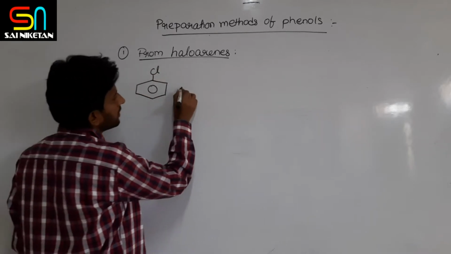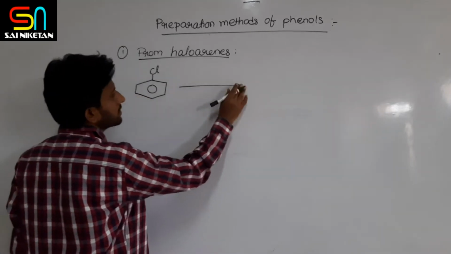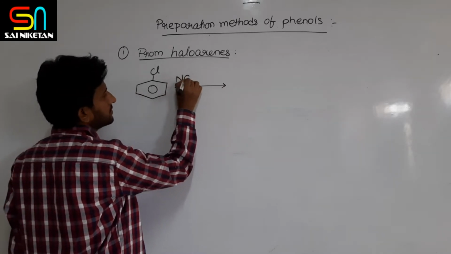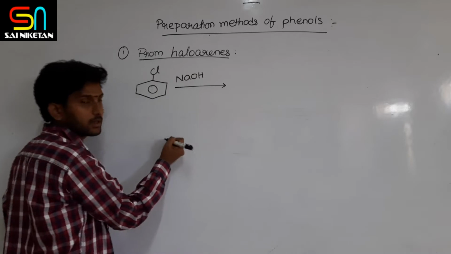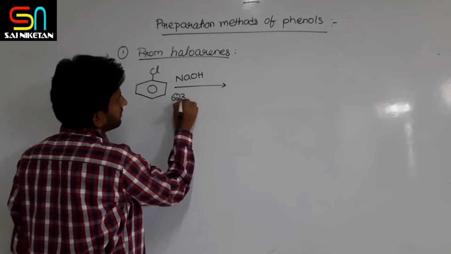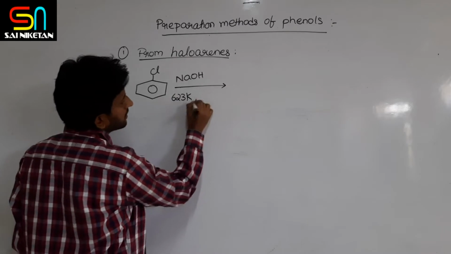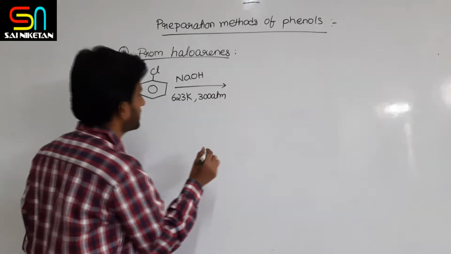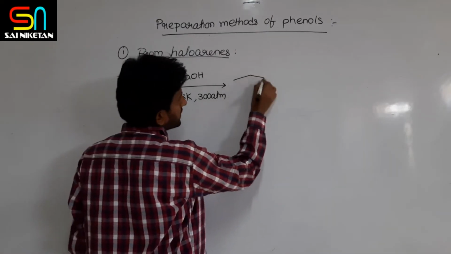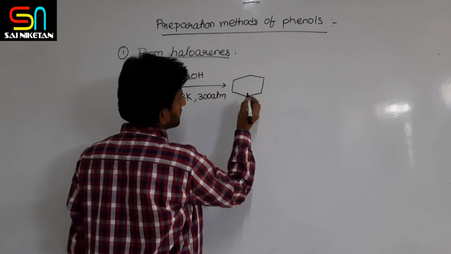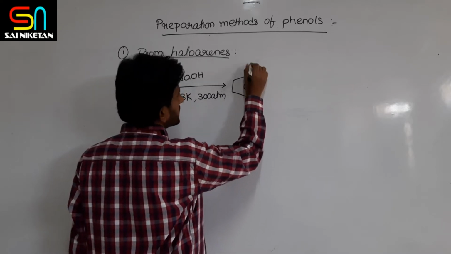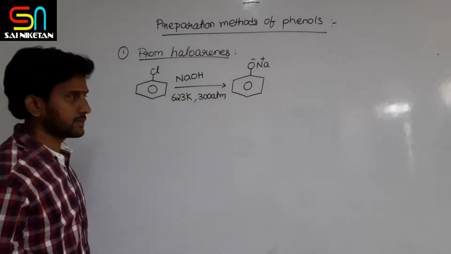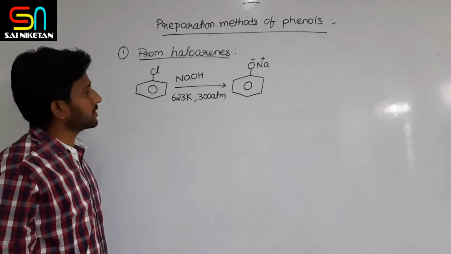Chlorobenzene on reaction with sodium hydroxide at 623 kelvins of temperature and 300 atmosphere pressure. This reaction we have already written. So what do you get here? First you will get sodium phenoxide. Okay, first you will get sodium phenoxide.